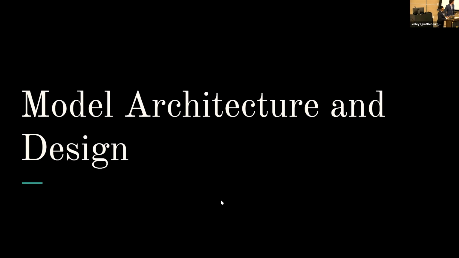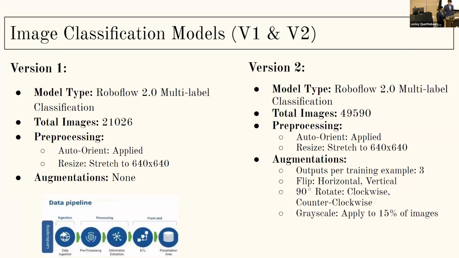So now let's hop into some of the model architecture and the design. So we created two different models. Our first model is an image classification model. So for version 1, our model type is RoboFlow 2.0 multi-label classification. So what that means is essentially it can assign multiple labels to these images, so we can identify multiple aircraft in just one image. And for version 1, we decided just to use the full data set. So we kept all 21,000 images. We applied the recommended pre-processing steps, so auto orient and then the resize, and we stretched it to 640 pixels. And we didn't apply any augmentations because we wanted this to be our baseline model.